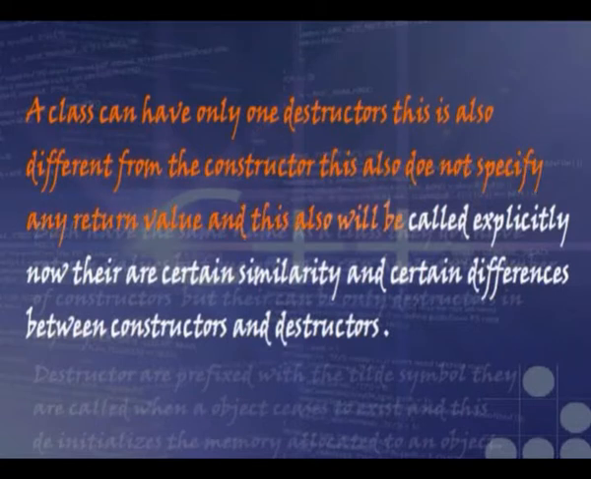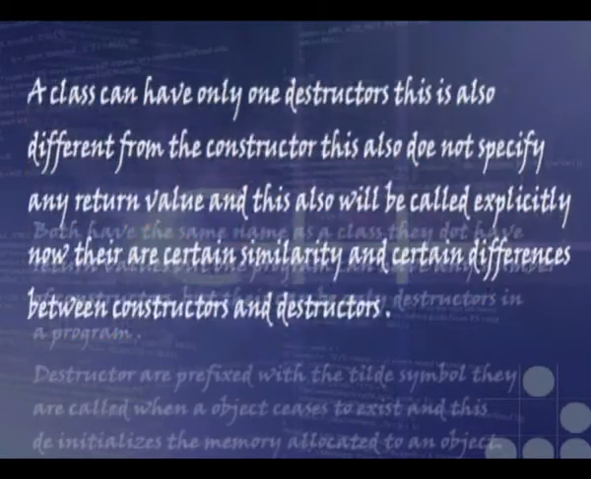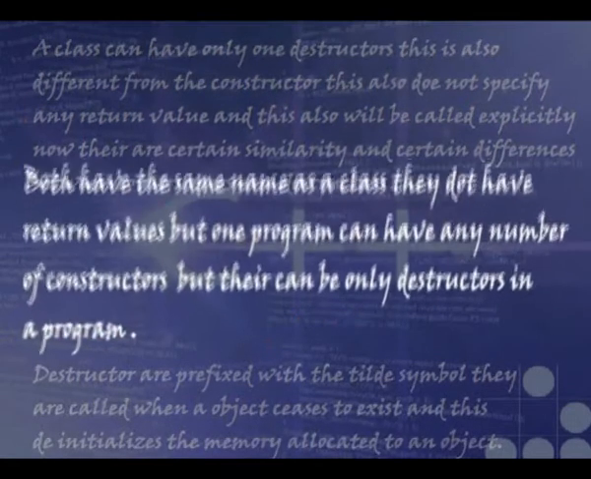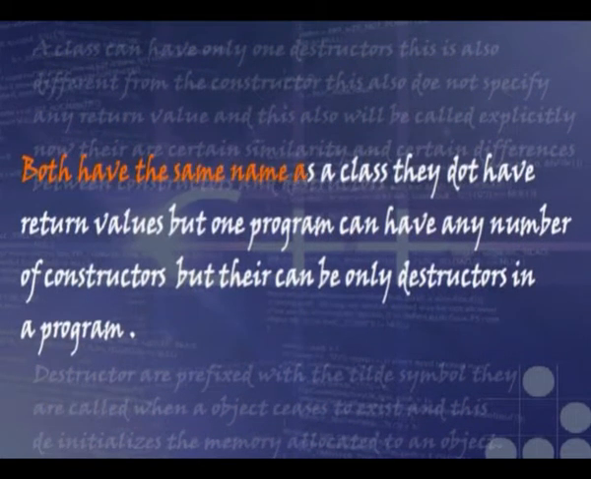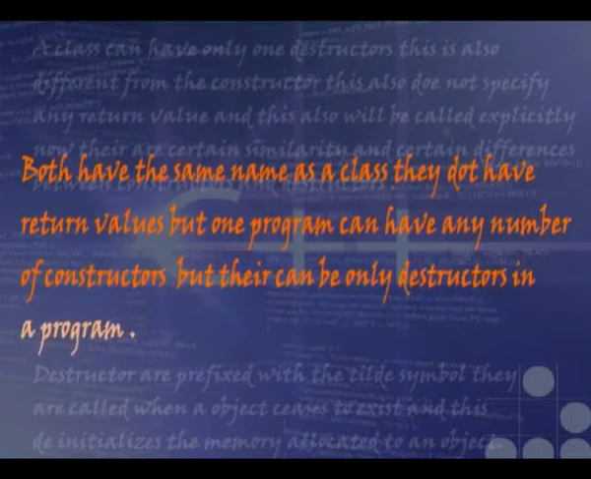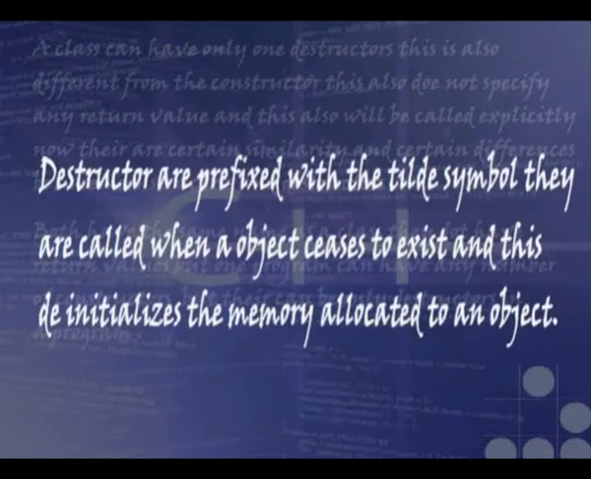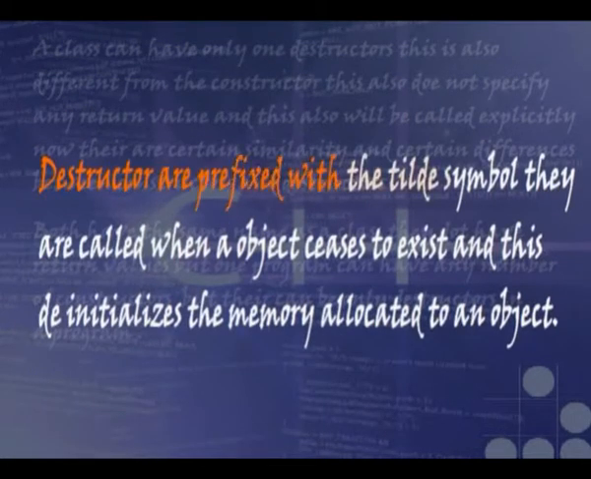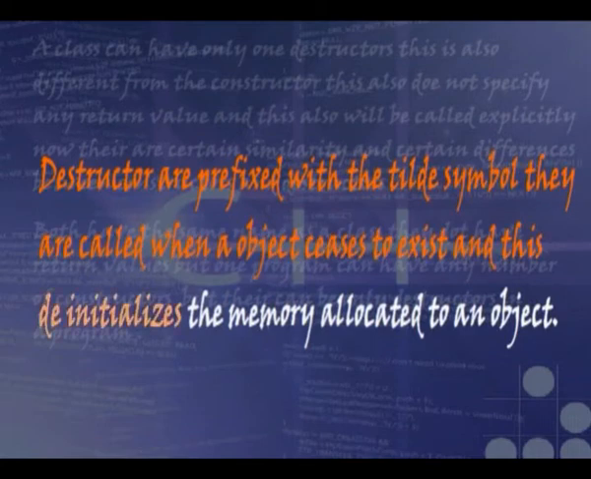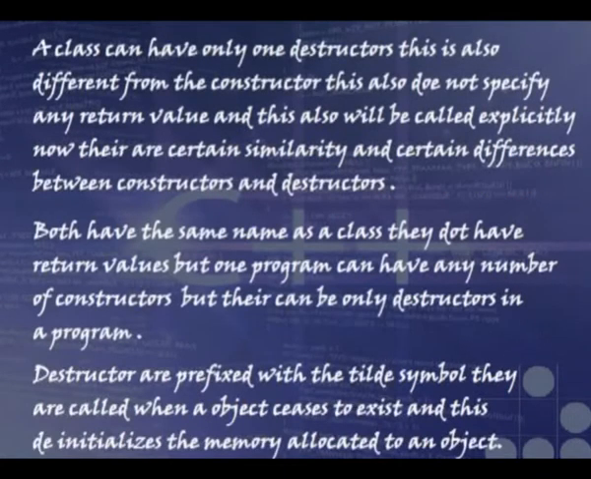Now, there are certain similarities and certain differences between a constructor and a destructor. Both have the same name as the class. They do not have return values, but one program can have any number of constructors, but there can be only one destructor in a program. And secondly, destructors are prefixed with a tilde symbol. They are called when an object ceases to exist, and this de-initializes the memory allocated to an object.